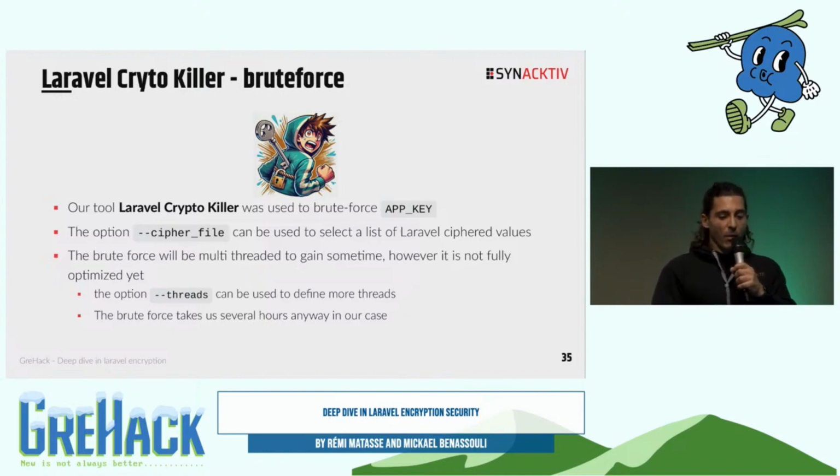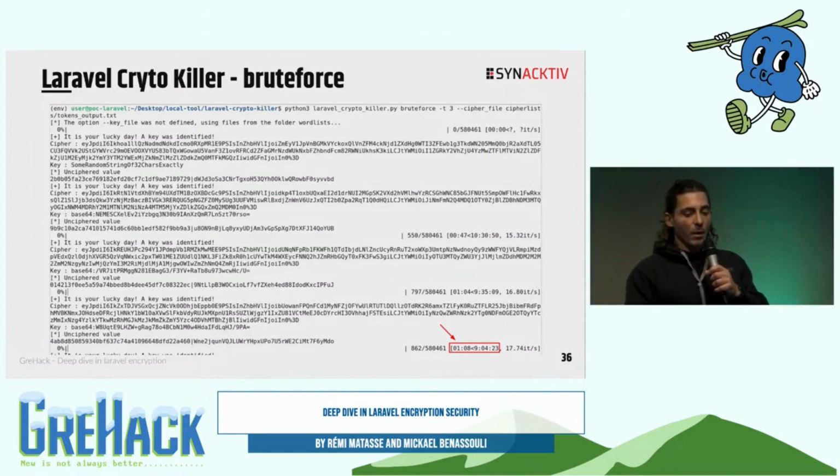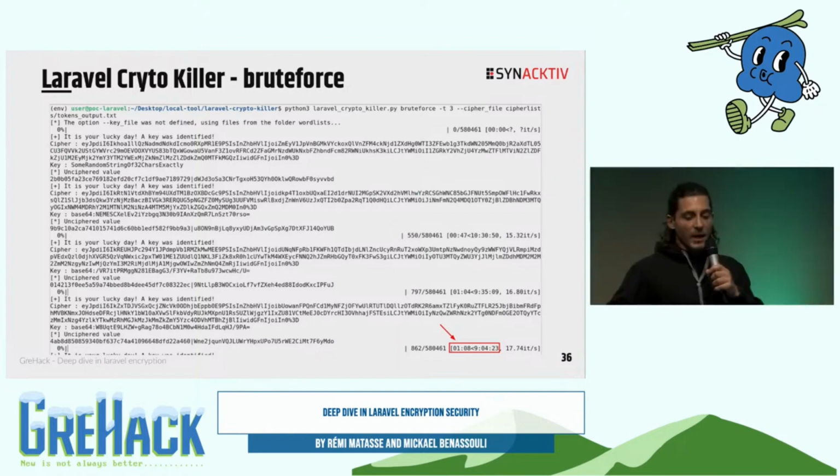So we try it with a sample. With Laravel Crypto Killer, you have just a little information to provide. You put the brute force parameter and your cipher file, and automatically we have put a word list folder with our research inside the tool, containing the most common app keys we have found on the web. For our tokens, there are around 600,000 tokens.